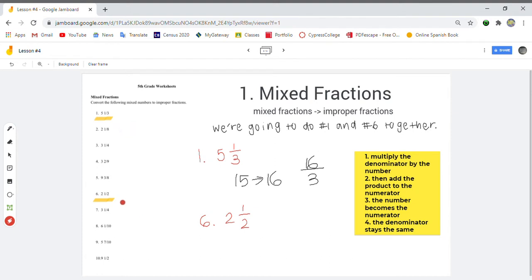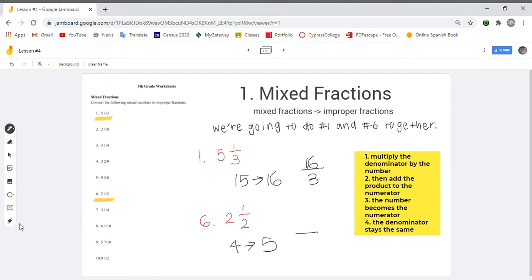And now let's look at number 6. So it says 2 and 1/2. And we'll follow the same steps. So we'll multiply the denominator by the number. So we'll multiply 2 by 2, which is 4. And then we'll add it to the numerator, which is 1. So it'll be 4 plus 1 is 5.